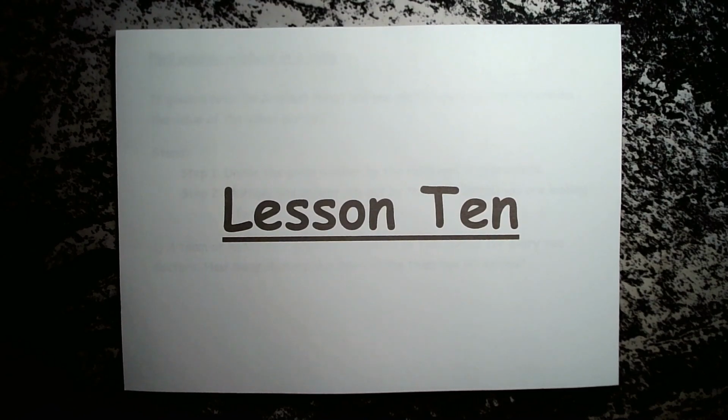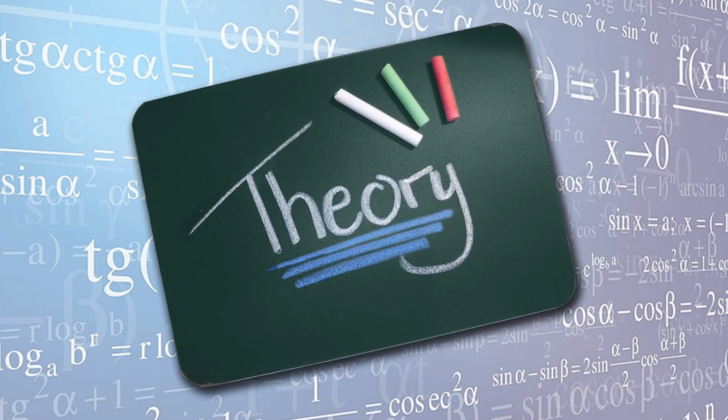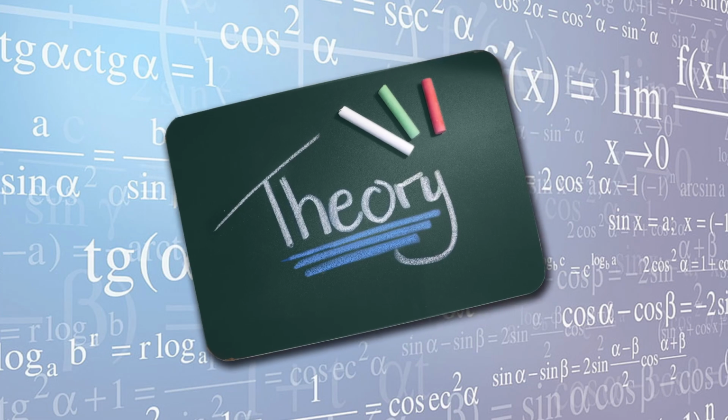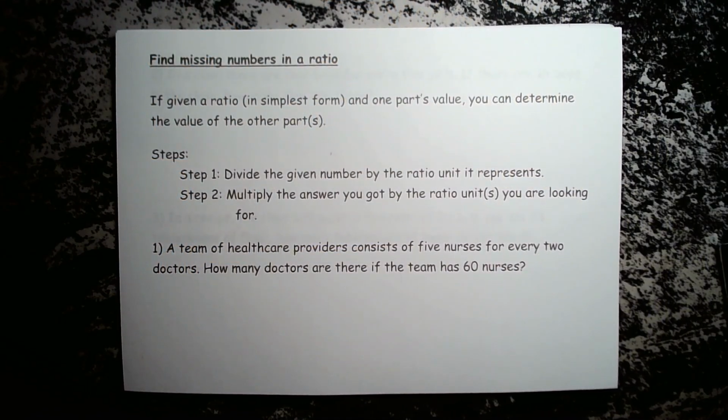I am Brainstorm Betty and in this video we will discuss finding missing numbers in a ratio. If given a ratio in its simplest form and one part's value, you can determine the value of all of the other parts. You've got two simple steps to follow here.